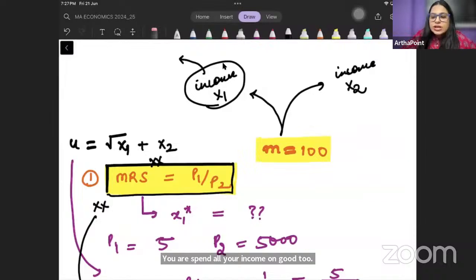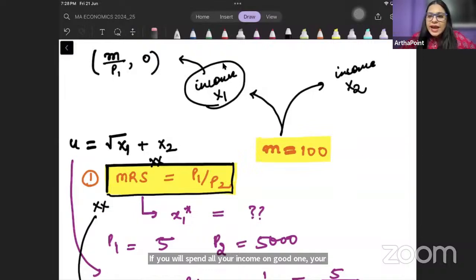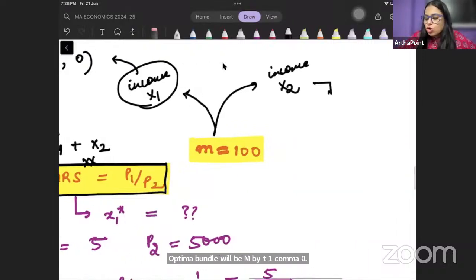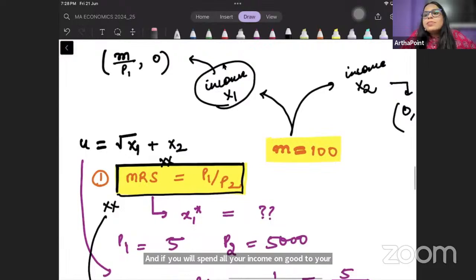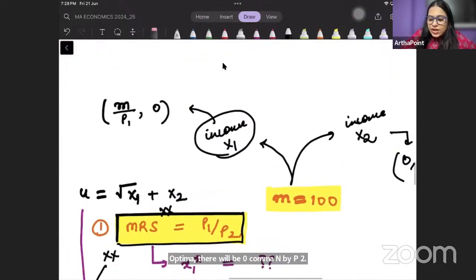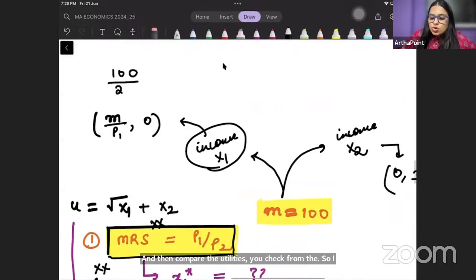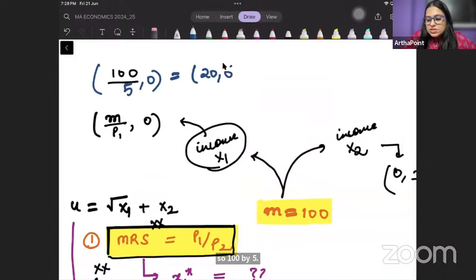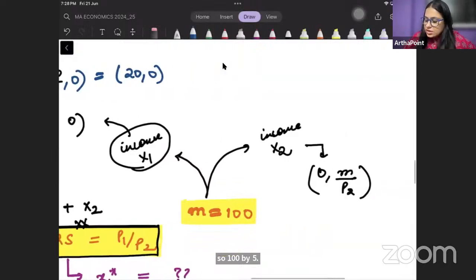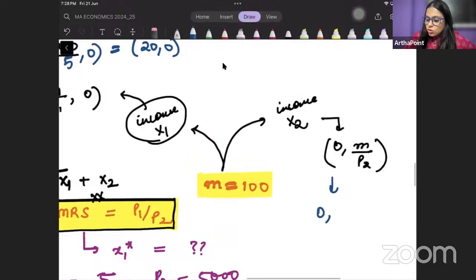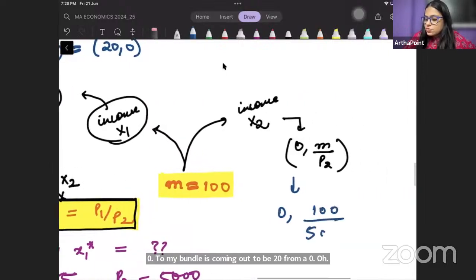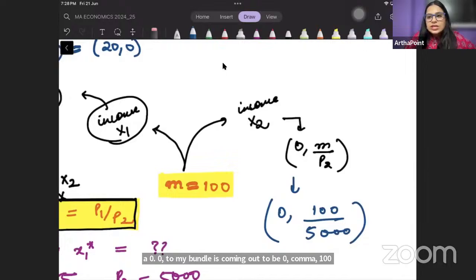If you will spend all your income on good 1, your optima bundle will be M by P1, 0. And if you will spend all your income on good 2, your optima bundle will be 0, M by P2. And then compare the utilities. ये जब हमने निकाला तो I am getting 100 by 5, I think price of good one was 5. So 100 by 5 comma 0. तो my bundle is coming out to be 20 comma 0. और ये जब हमने निकाला तो my bundle is coming out to be 0 comma 100 by 5000. ये दोनों bundles निकल रहे हैं.